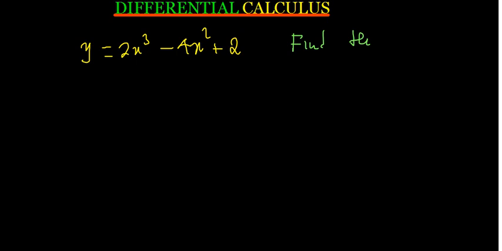Let's say we've been given an equation y which is equal to 2x cubed minus 4x squared plus 2. Okay, so the question is find the equation of the curve, not the curve, but the equation of the tangent and normal.